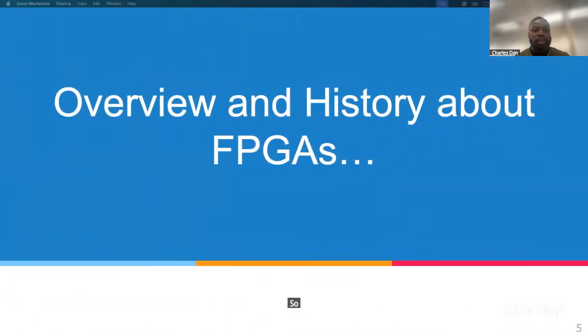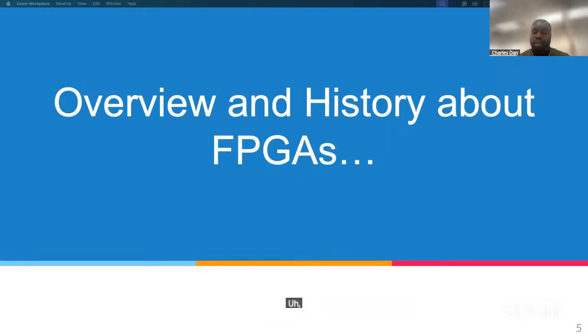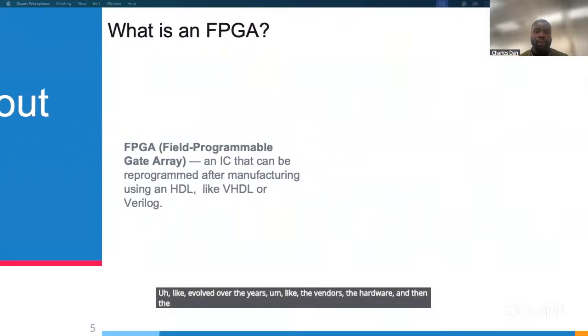So, just having this story in mind, we will zoom out a bit and look at how the FPGA landscape has evolved over the years: the vendors, the hardware, and then the architecture itself.